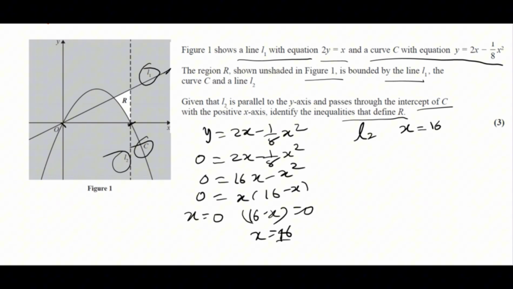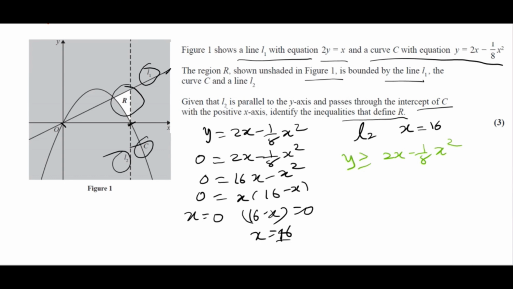So now we have all the equations. Now how to write the inequalities? As you can see, this shaded region R is the outside region of the curve. Outside region of the curve means we have to write the inequality y greater than or equal to 2x minus 1 over 8 x squared, because it's the upper part of the graph, which will give us the greater values. And why am I putting the equal to sign? Because it's a solid line.